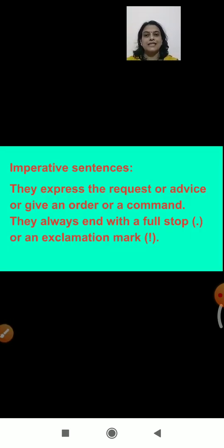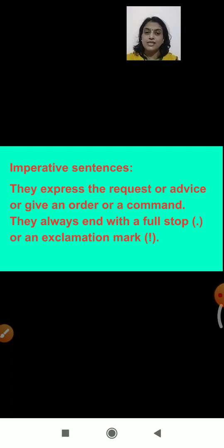Imperative sentences. Okay, the next one is imperative sentences. Now what are they? They express a request or advice, or give an order or a command. So how do we identify this sentence? You have to see whether in the sentence a request is made, or some advice is given, or an order or command is given.